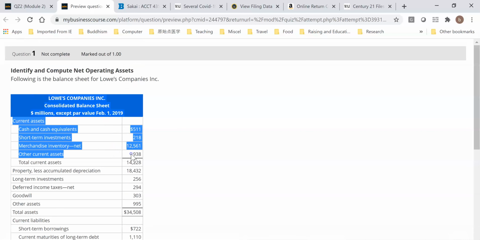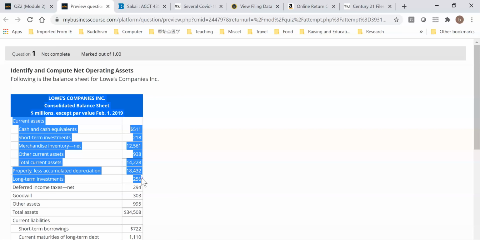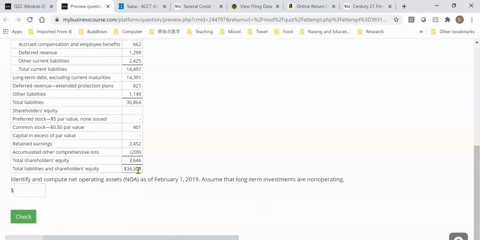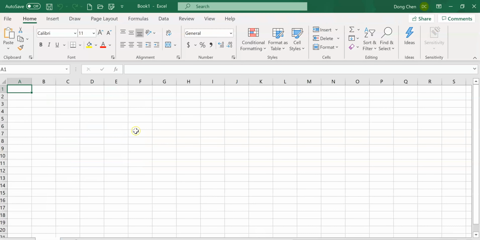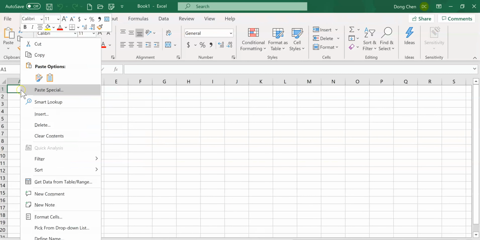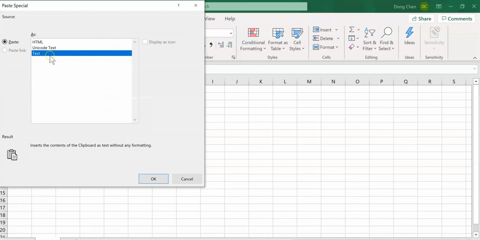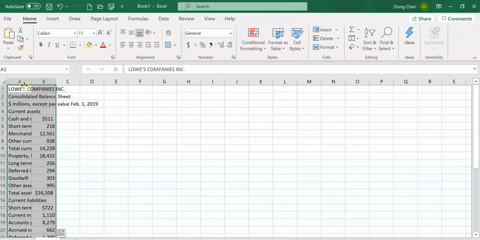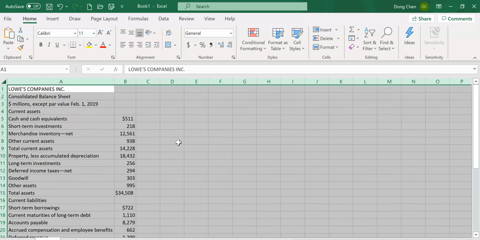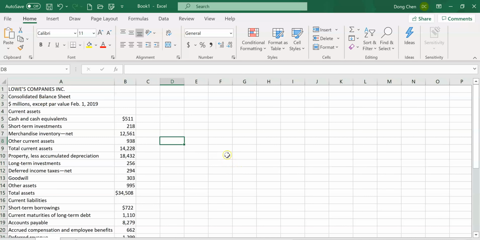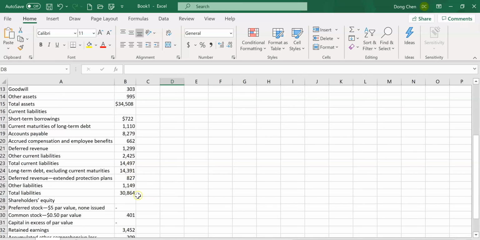In order to save some time, in my calculation, I just want to copy this table to Excel. Hence, it can facilitate the calculations. Paste special, and I want to paste by text. So this will give me the desired result. So now the job is simply to categorize each item on the balance sheet into either operating or non-operating. When I say each, I mean the items are either assets or liabilities, because we don't worry about the equity.